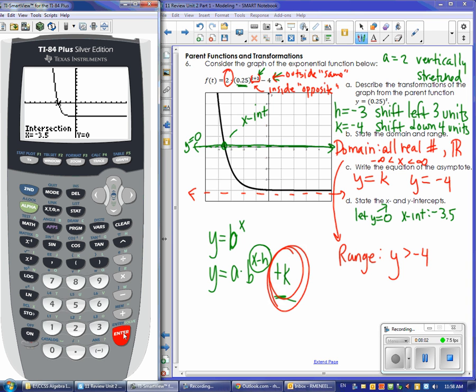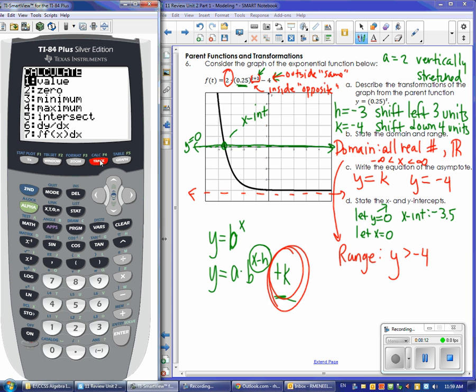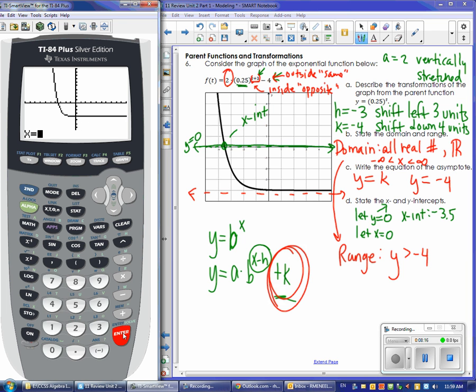To find my y-intercept, I'm going to let x equal 0. That's a little bit easier because I can do that in a bunch of different places. I can also use my trace option. If I hit second trace again, notice the very first option is value. This is where I can enter in values for x. If I press 0, I can actually look on my graph and see that the value of y, or the y-intercept, is -3.969 if I round.